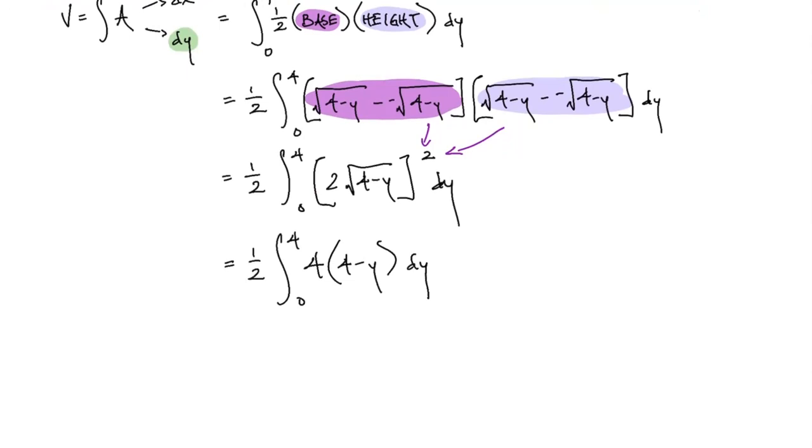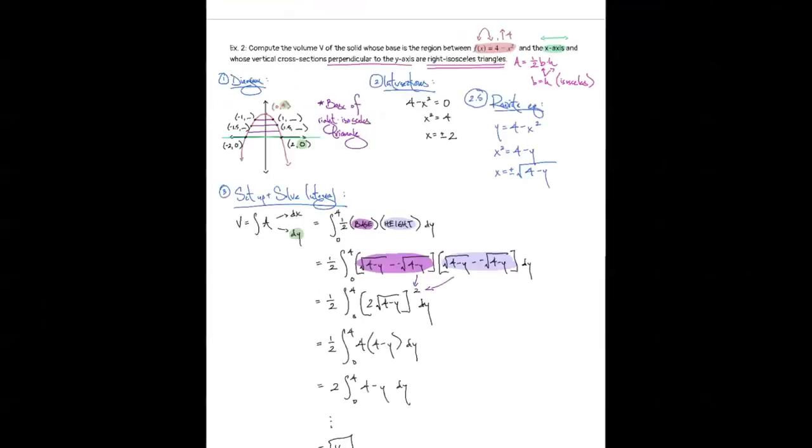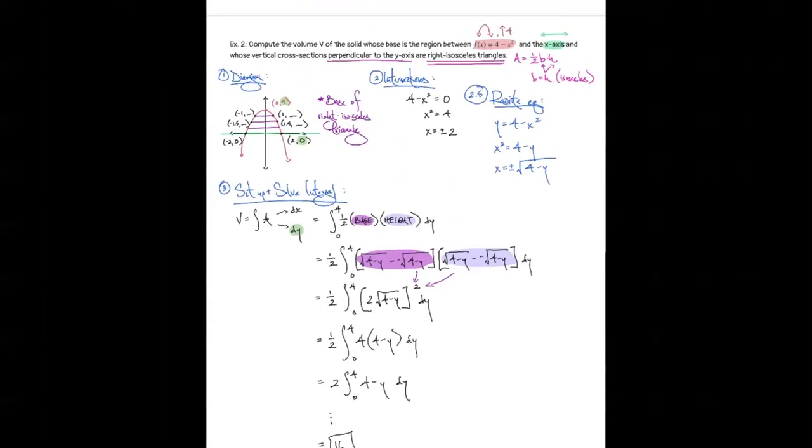Once I've distributed it, now I can bring that 4 to the outside, to the integral from 0 to 4 of 4 minus y dy. And that might be one of the nicest integrals that we've seen in a long time. And when you work through this computationally, you should end up with 16. Okay, but here it is all on one screen for you.